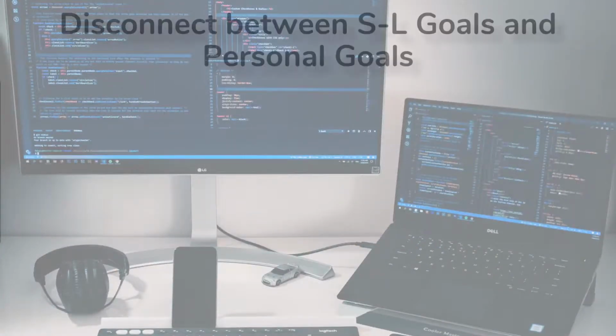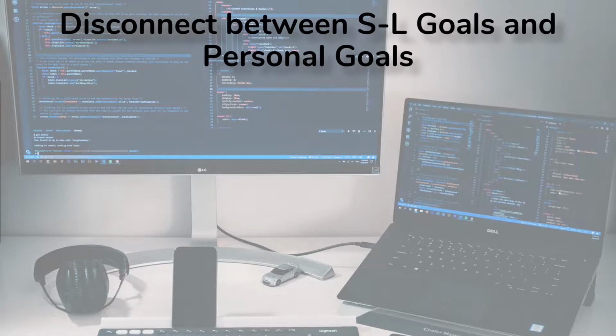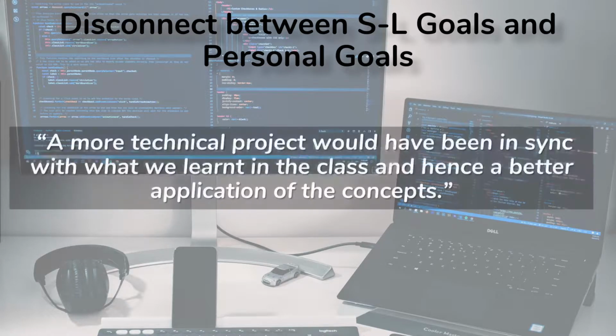On the other hand, we also received some comments that require improvements to the framework in the future. Few students felt that there was a disconnect between the service learning goals and their personal goals. One of them said, "A more technical project would have been in sync with what we learned in class and hence a better application of the concepts."